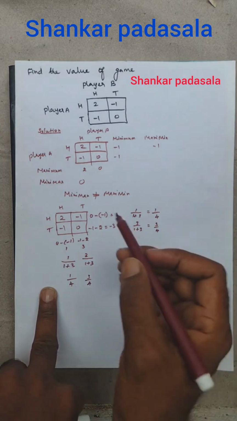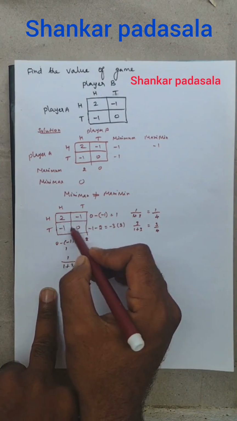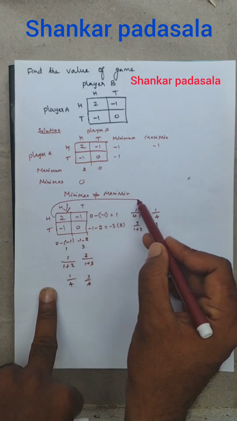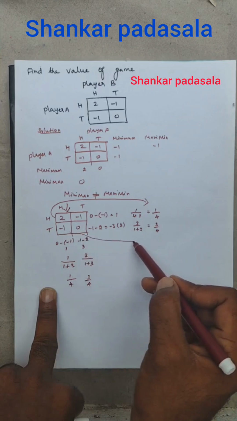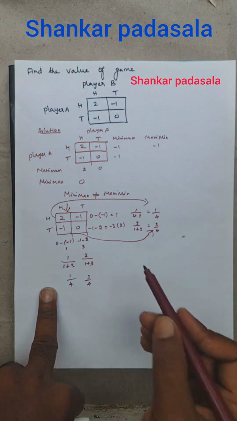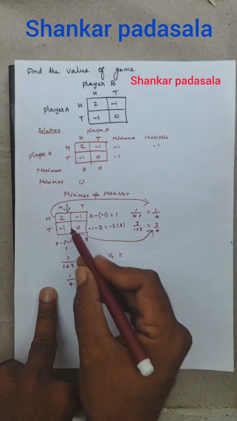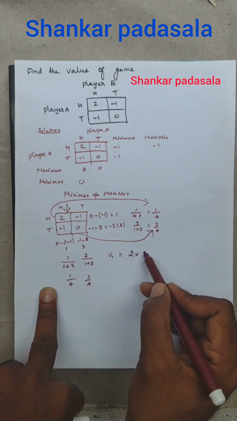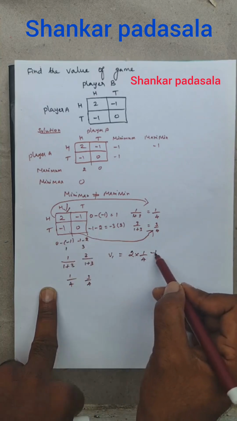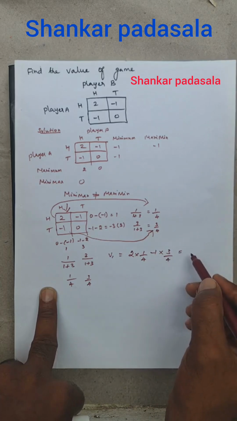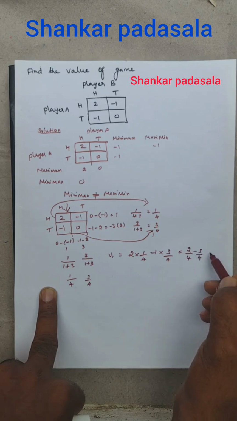So now you just take the first column values. This 2 you multiply with this value, and -1 you multiply with this value. So here we call it value of game V1. 2 multiplied by 1 by 4, -1 multiplied by 3 by 4. So you will get 2 by 4 minus 3 by 4. You will get -1 by 4.